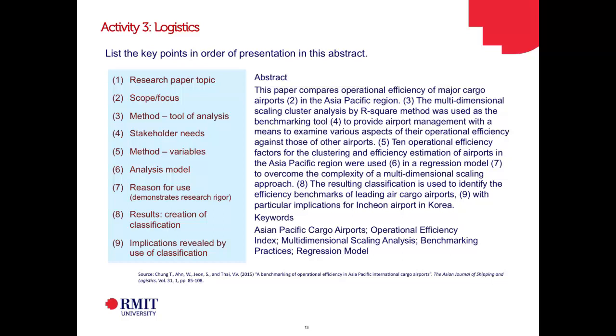Number 8 points to the results of the research, a classification tool the researchers have designed for a specific purpose, 9. Incheon Airport was their particular test case, so the results have particular relevance to this site. See how 9 or 10 pieces of information can fit into 4 sentences? This is very concise indeed.